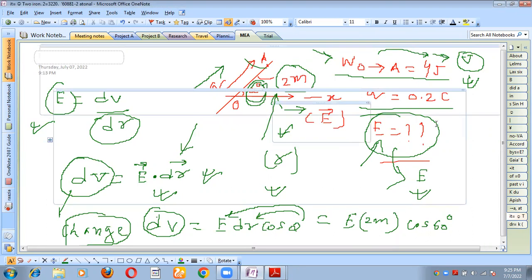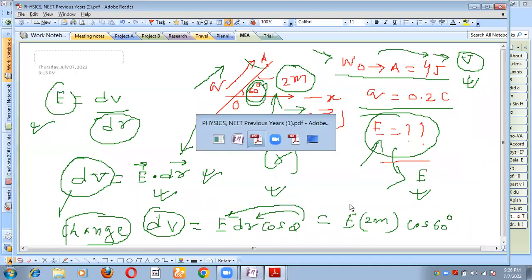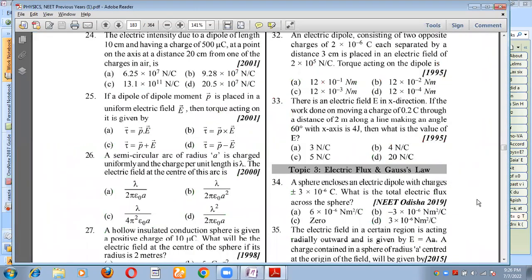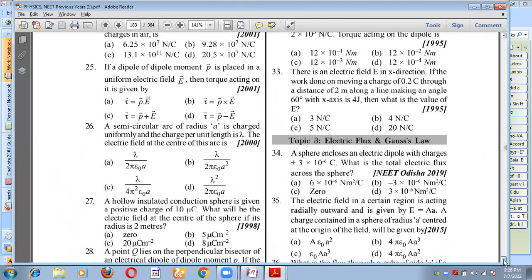Okay, moving to the next question. Anyone having any doubt? Should we move to the next question? Yes, sir. Alright. So from this we have completed topic 2. Now we will move to topic 3, electric flux and Gauss law.